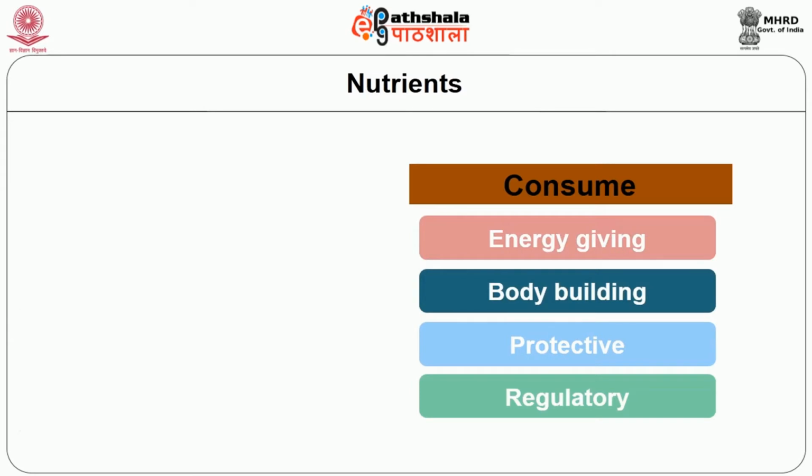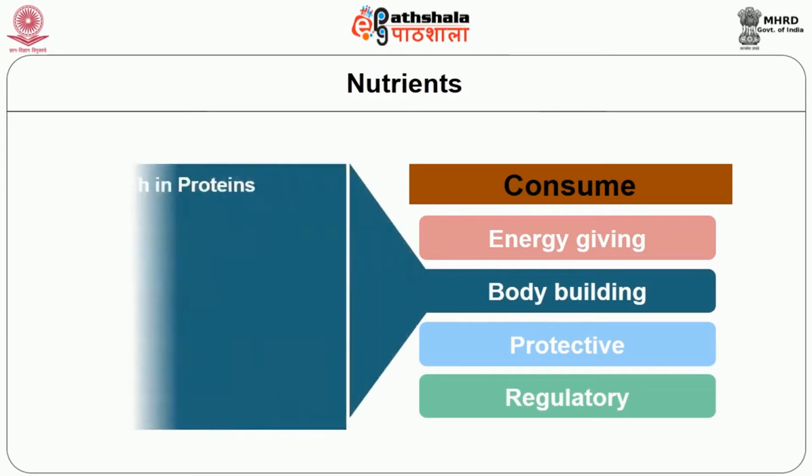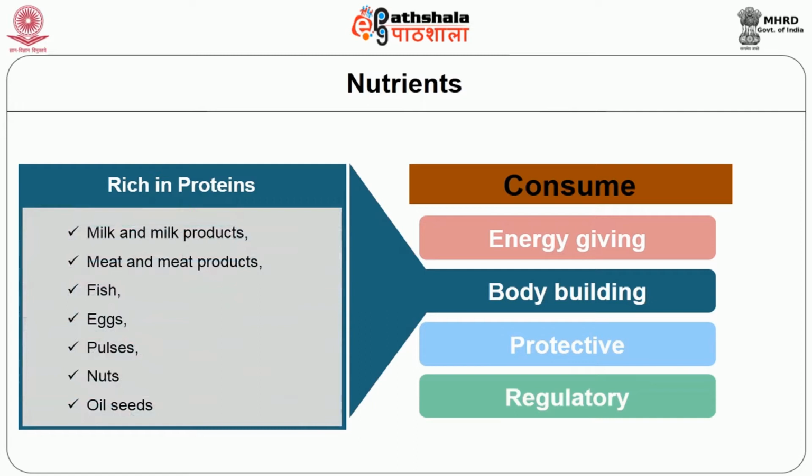Now the second category, which is the bodybuilding foods. Bodybuilding group of foods are rich in proteins and it includes foods like milk and milk products, meat and meat products, fish, eggs, pulses, nuts and oil seeds. So these all come under the bodybuilding group.